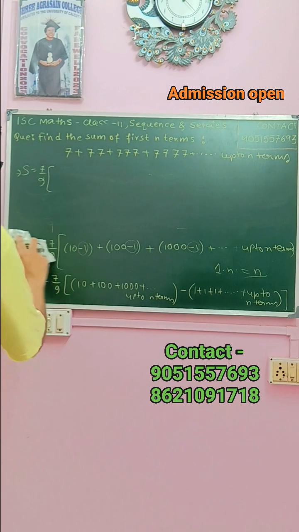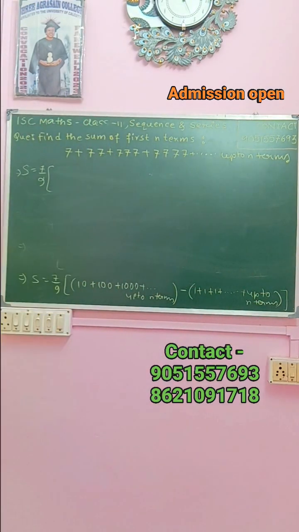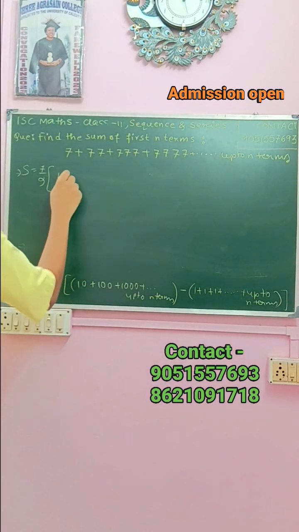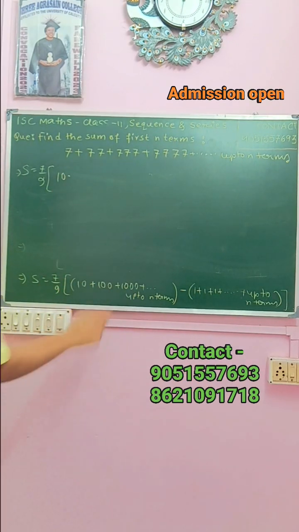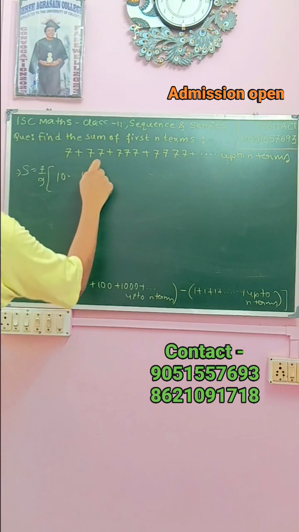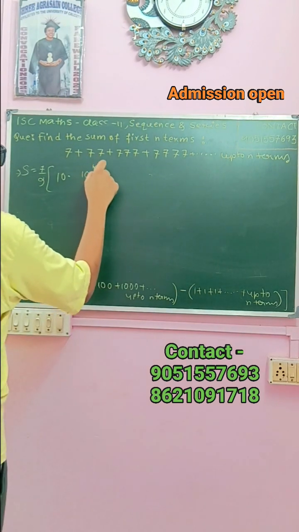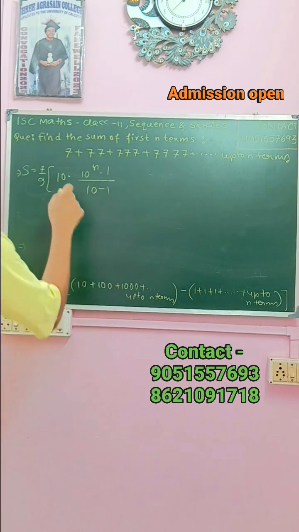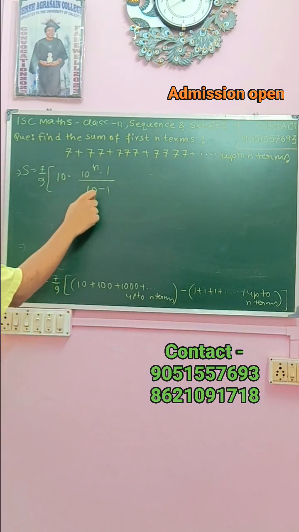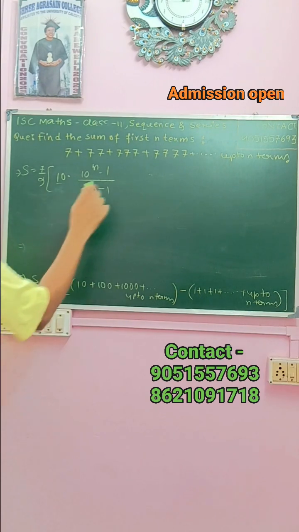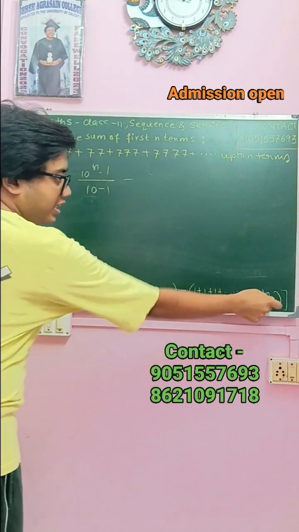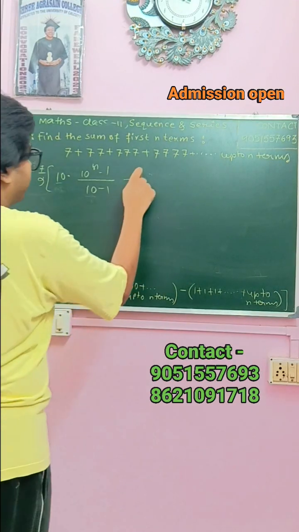See, this one becomes 10 into, what is the common ratio? That is 100 by 10, 10, 1000 by 100, 10. So 10 to the power n minus 1 by 10 minus 1. This is the first term and this is the common ratio, okay? Don't forget. Minus, what is this? n into 1, that's n.